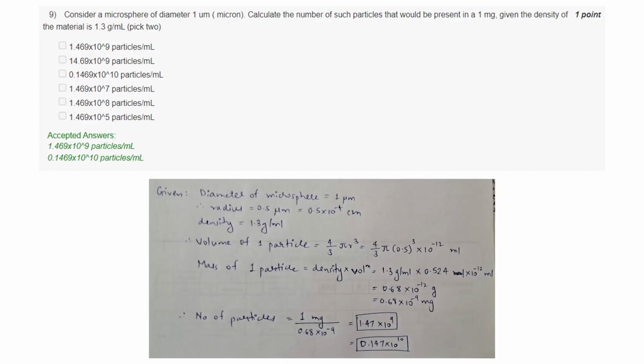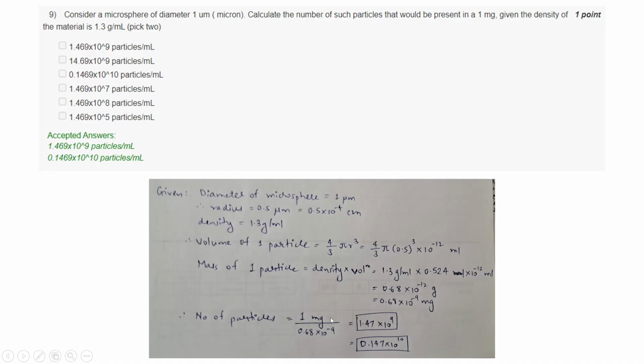For that, we first must know the mass of one single particle. We can easily calculate the volume since we have the diameter. Volume of a sphere is 4 by 3 pi r cube, and just put it in the formula and you will get the volume. Before that, you need to convert this micron into centimeter so that when you get centimeter cube, it will be equal to ml, volume of one particle. Next, we have to calculate mass of one particle, which we can do by density into volume. You'll get the mass in gram, convert it into mg.